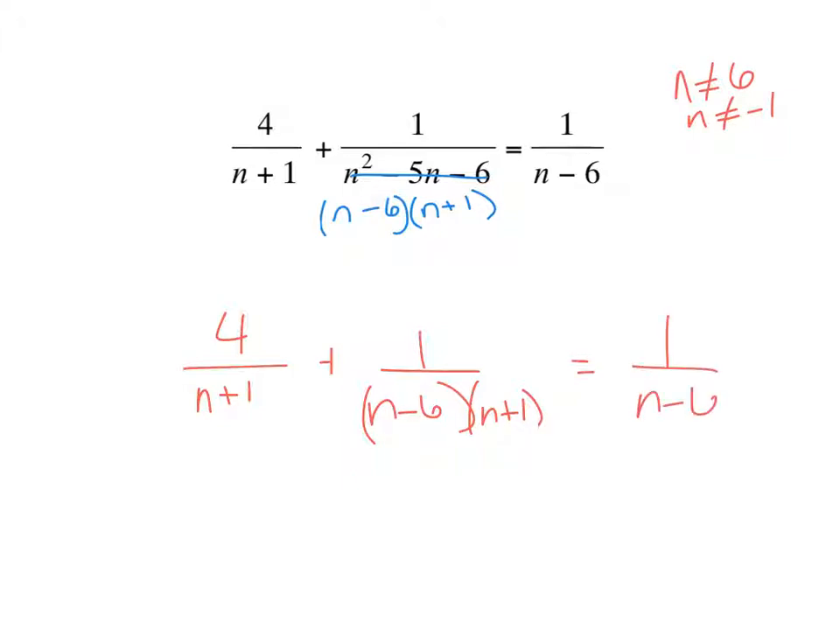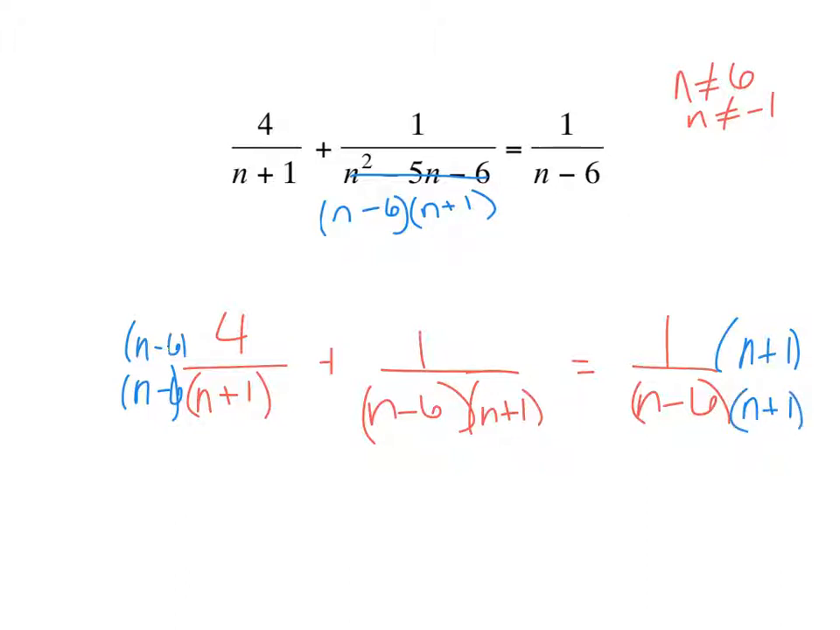And I'm going to give each fraction what they do not have. Now the second fraction has both pieces, but the first fraction is missing the n minus 6, so I'm going to give that to the first fraction on the top and bottom, and the last fraction is missing the n plus 1.